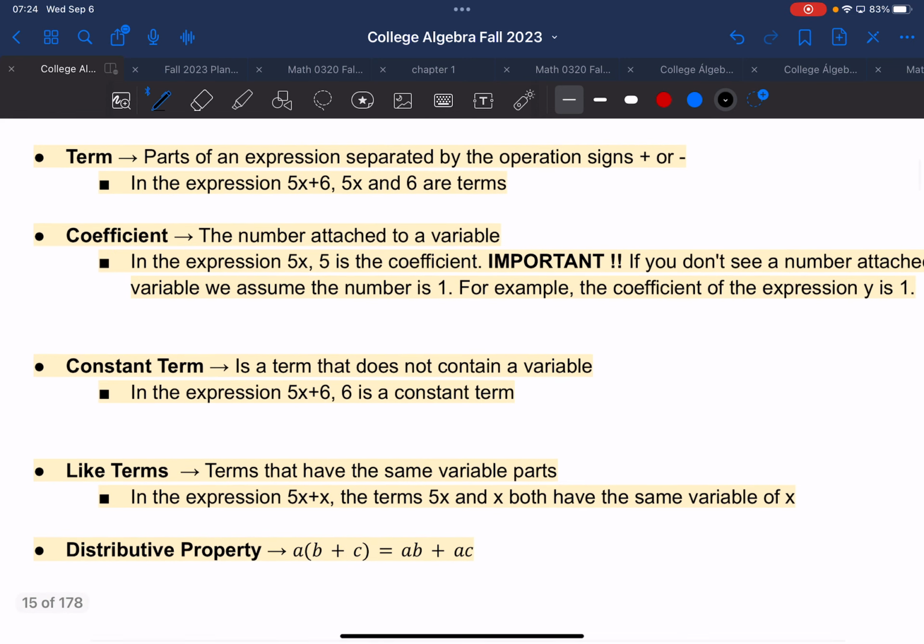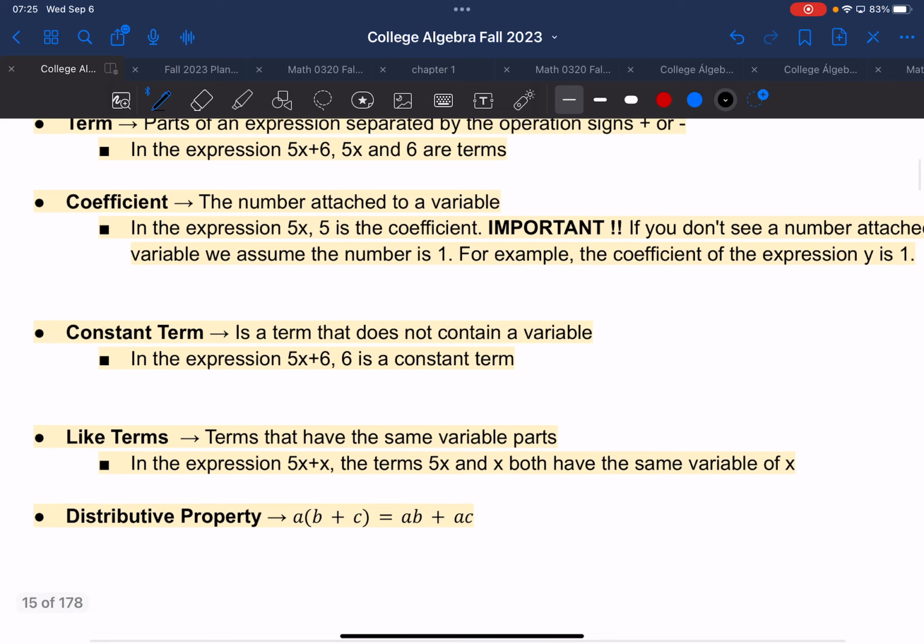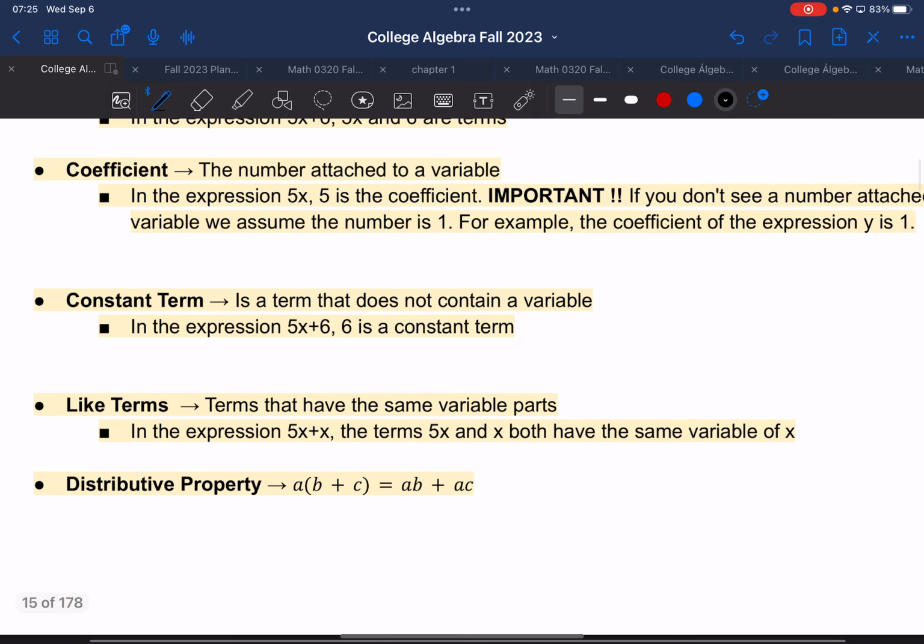Constant term is the term that does not contain a variable. So in the expression 5x plus 6, the constant would be 6. So the one that does not have a variable. Like terms are terms that have the same variable parts. So 5x and x would both be like terms, meaning we could combine them into one.